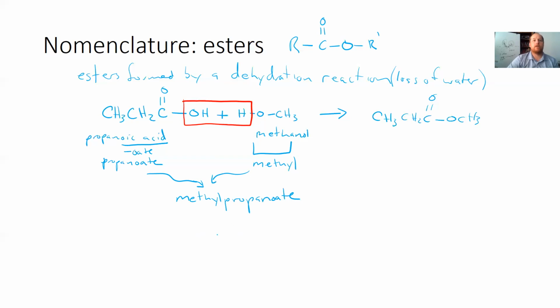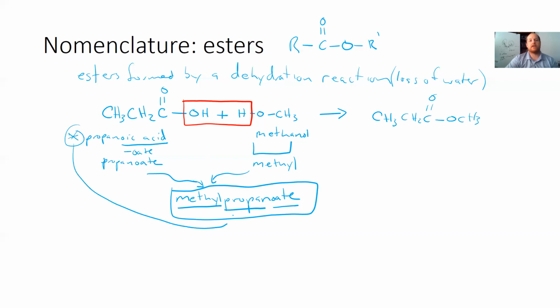Okay, so it'd be methyl propanoate. Basically, you're taking the name of the root for the alcohol and the root for the carboxylic acid, putting those together and changing the ending to -oate. The rule for which one comes second is based on which one came from the carboxylic acid. That goes second, and the one that comes from the alcohol goes first.